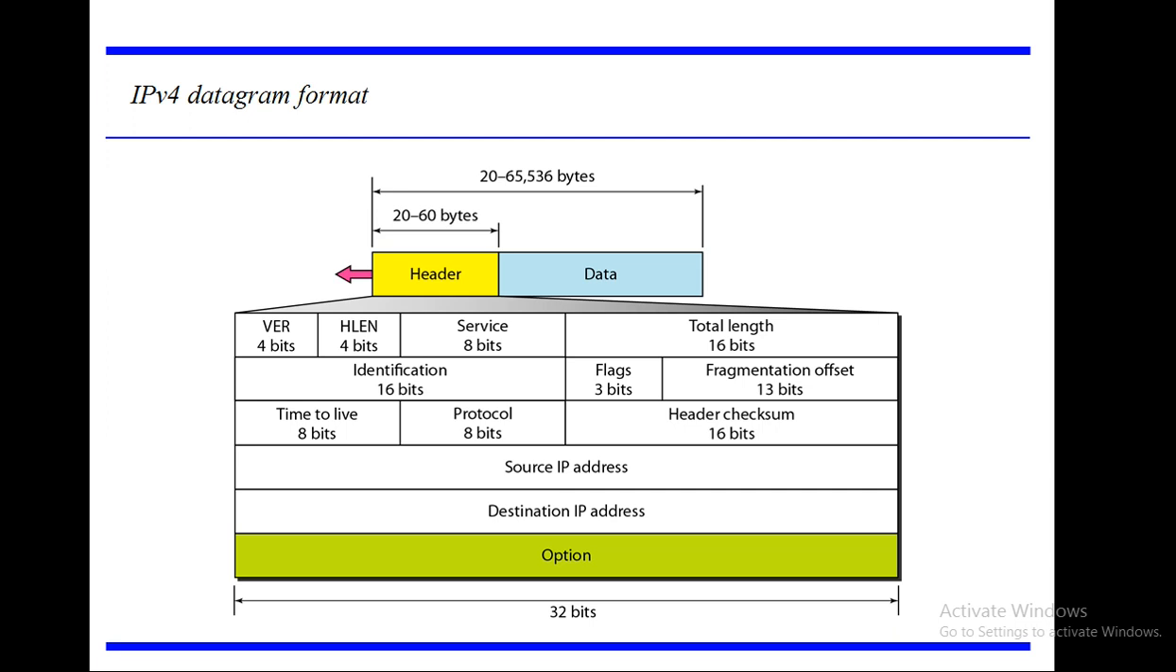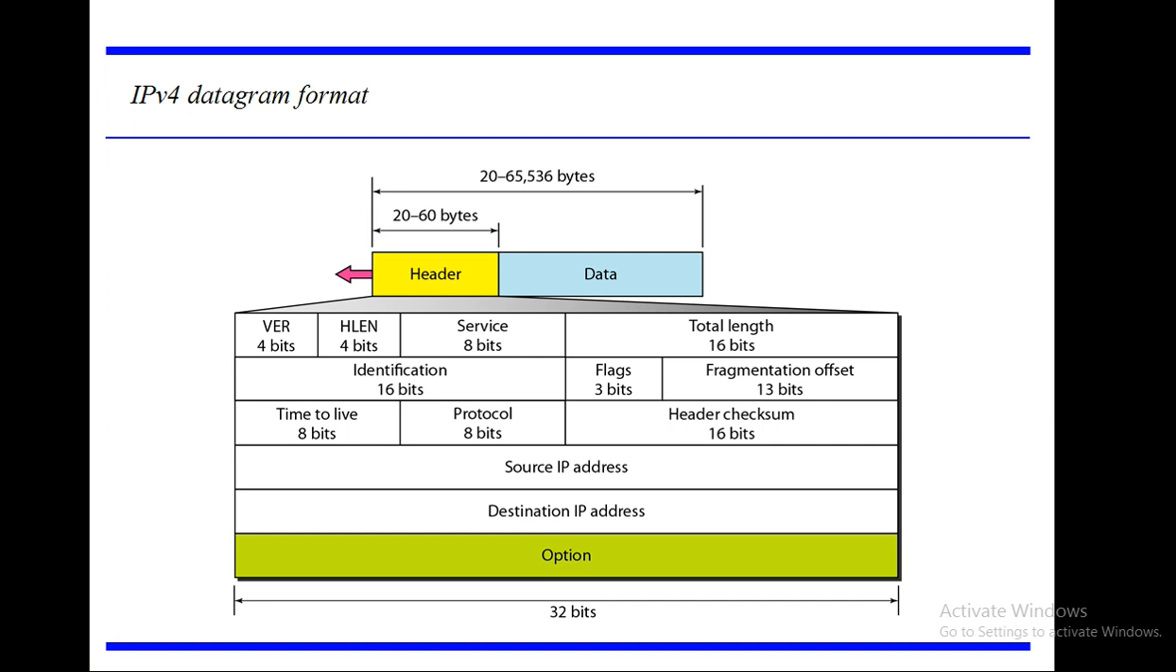The next one is service, that is 8 bits. Different services are provided by the Internet Protocol, that is IP. So to indicate which service is being used, this 8-bit field is included to indicate which services are being used by IP version 4.